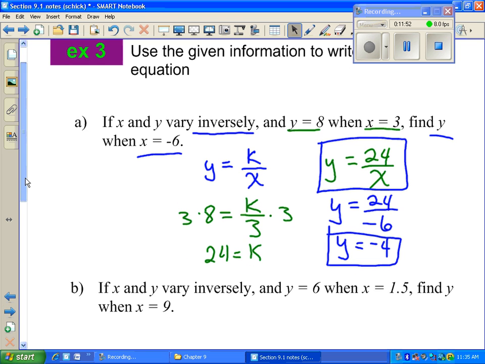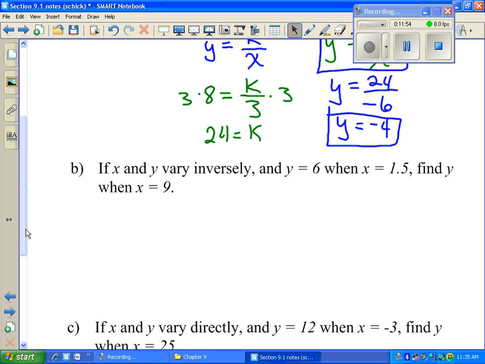Let's try letter B. If x and y vary inversely and y equals 6 when x equals 1.5, find y when x equals 9. Again, they vary inversely. So number 1, what's my function? Y equals k divided by x. Number 2, find k. Well, I know that y is 6 when x is 1.5. Multiply both sides by 1.5.